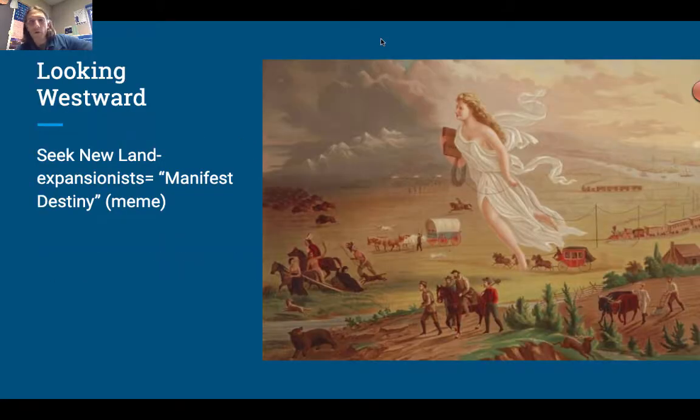So when we look at looking westward, one of the effects of the War of 1812 is that once that was over and done with, the United States kind of quits looking across the Atlantic Ocean and looks towards the Pacific. And then what you're going to see is there's a whole host of Americans who become very expansionist. They want to see the United States grow westward. And in the 1840s, there's an article written that describes this concept of manifest destiny.